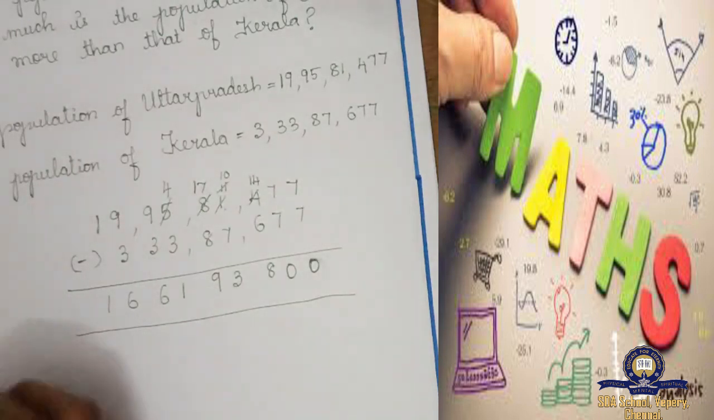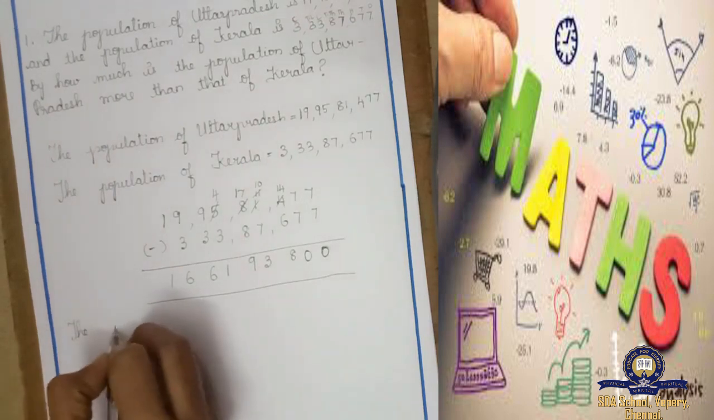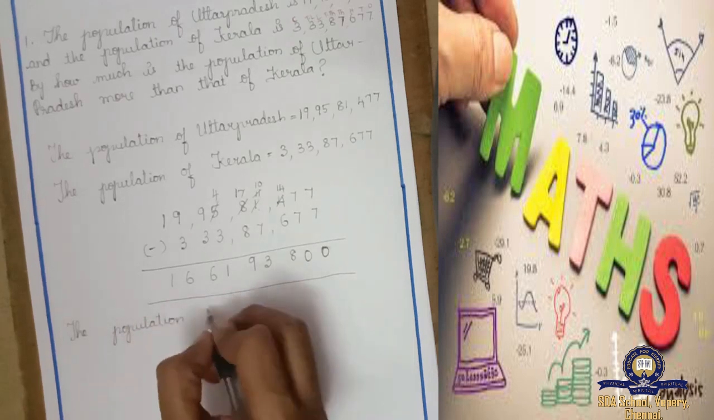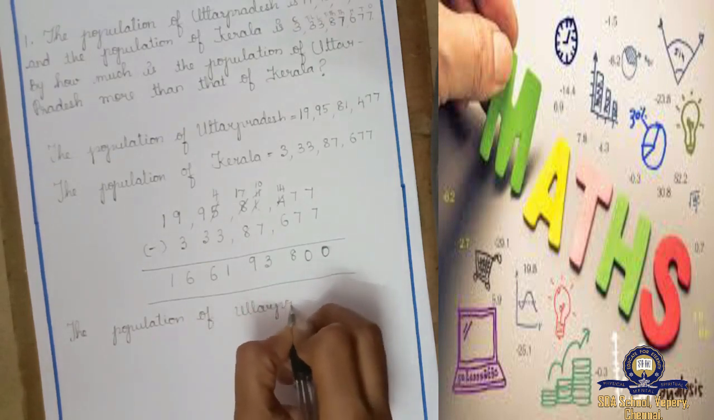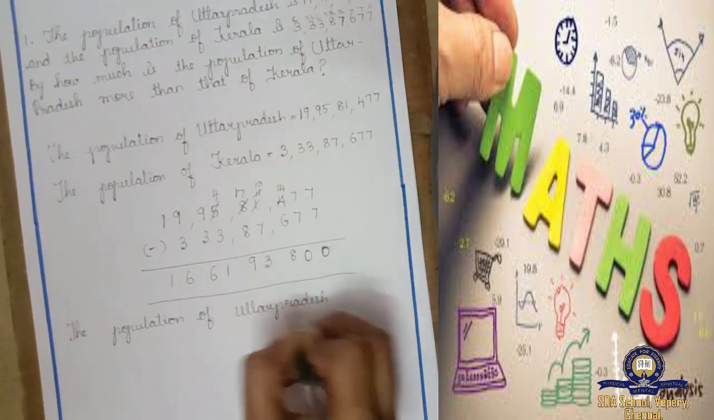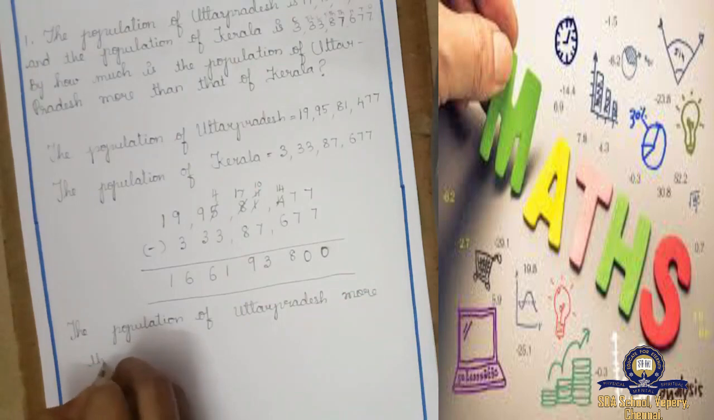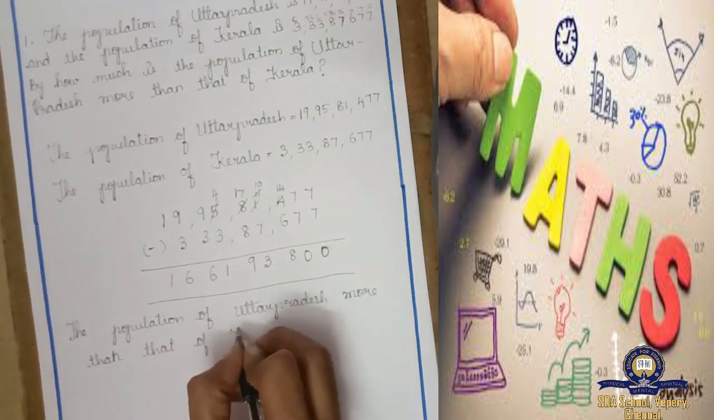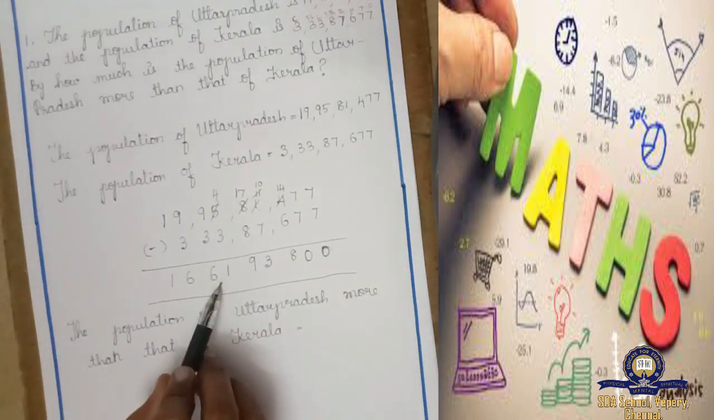So the population of Uttar Pradesh more than that of Kerala is equals to, you have to write this.